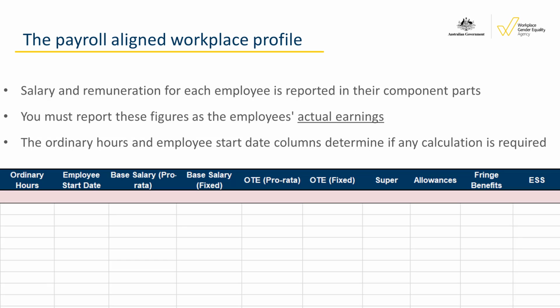Based on the figures provided, the template will automatically calculate pro rata payments to be annualized and converted to a 1.0 full-time equivalent amount. In short, the template will use the actual incomes and time worked for each employee to calculate the salary and remuneration, if required, to the standard for this report.